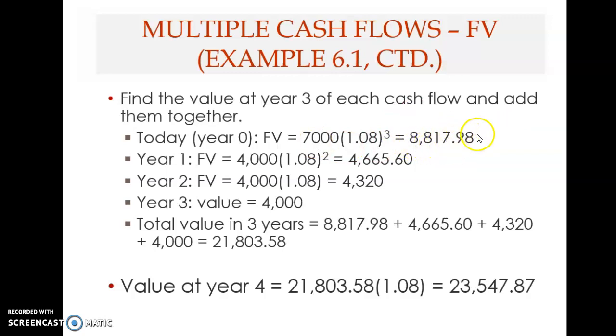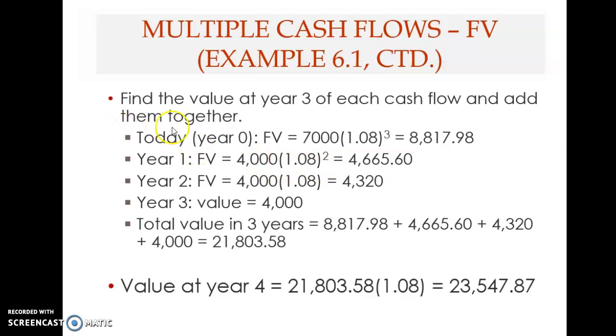$8,817.98 is the future value of this $7,000 now after 3 years at 8% interest rate. Then the next cash flow is 4,000. This is the cash flow that occurs at year 1. You take this to future value. So you take present value here, 4,000, multiplied by 1 plus R raised to the power of 2, because this is compounded only two times, or 2 years. Once a year, therefore there is only 2 years left.